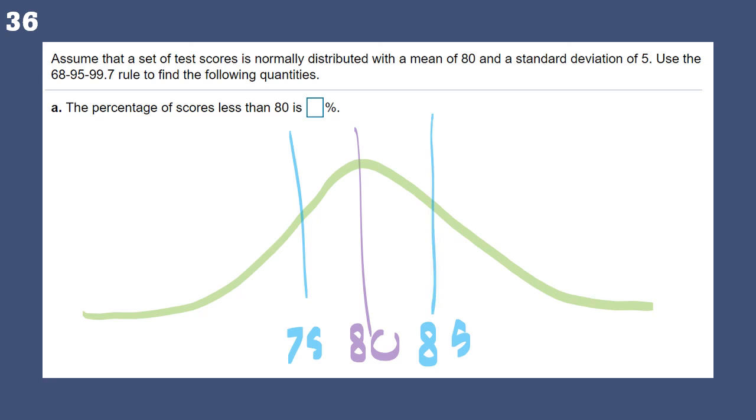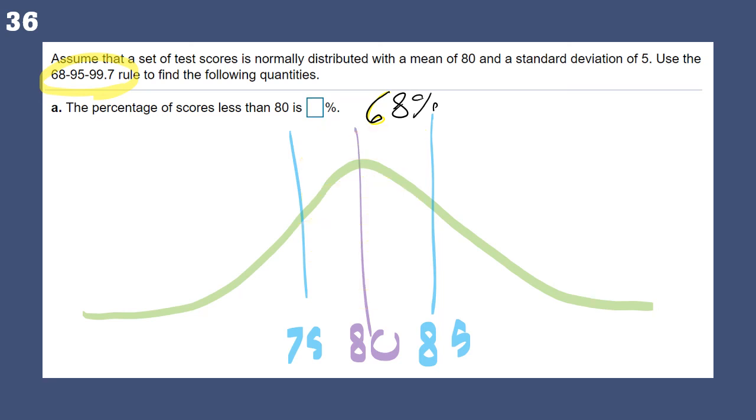Now, let's run through a couple things here. The 68, 95, 99.7 rule just says, hey, I need you to understand that, one, if it's normal, it's symmetric. So the first thing we might notice is that half of it is less than 80. Okay? The second thing I want you to notice is with the 68, 95, 99.7 rule, that if we go plus or minus 1 standard deviation, that right there is 68% of the data. So if I were to ask what's between 75 and 85, that's 68% of the data.